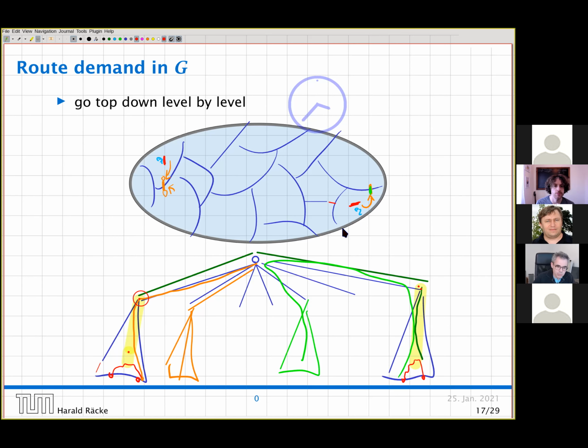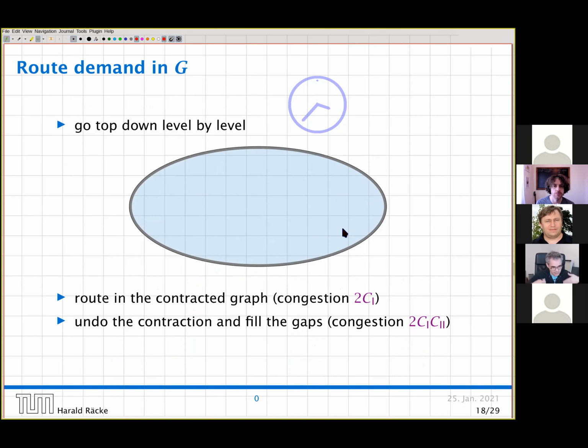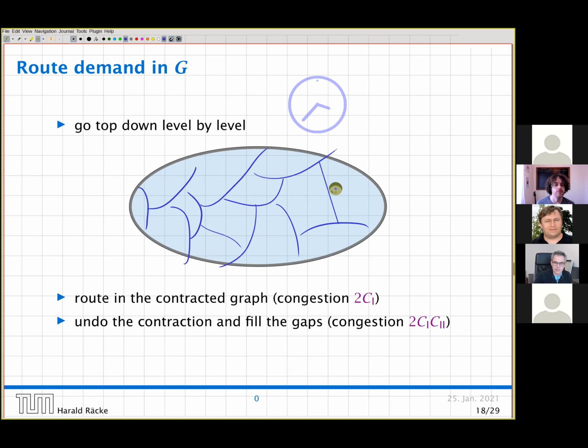So now how do I route my demand? Suppose that my demand is routable with congestion 1 in the tree, and now I route it level by level in the tree. I'm starting with the top. So maybe this is a top level. What I do is I'm looking at this top level, and only at the demands that are separated on this level. So I'm looking at demands between two edges that are separated at this level. The first thing that I know is in the contracted graph, I can route with small congestion. This means if I contract all these subsets, I can route with small congestion.